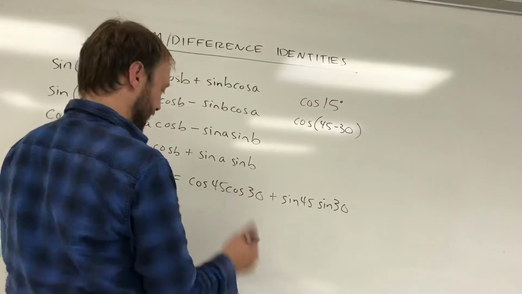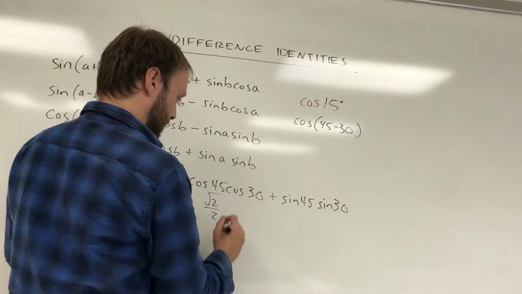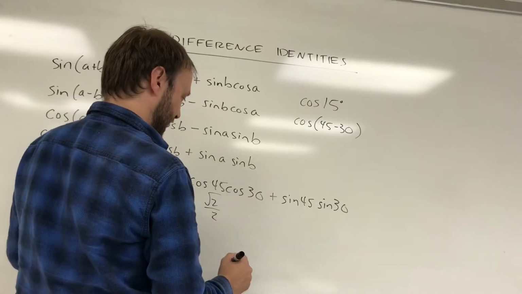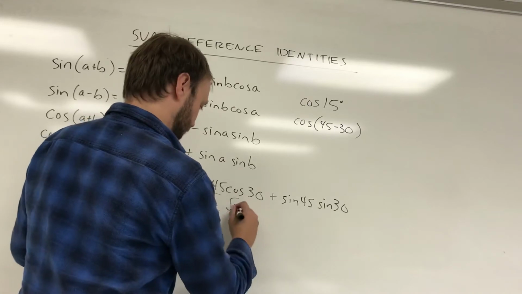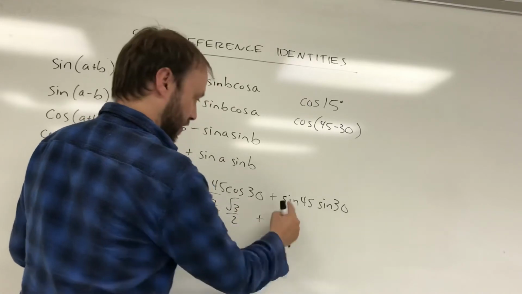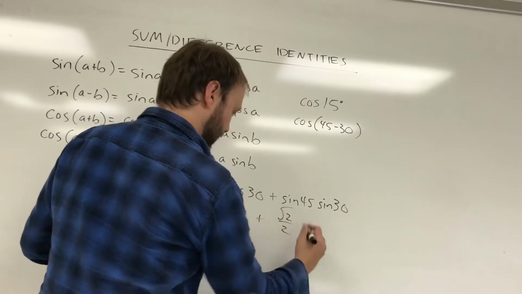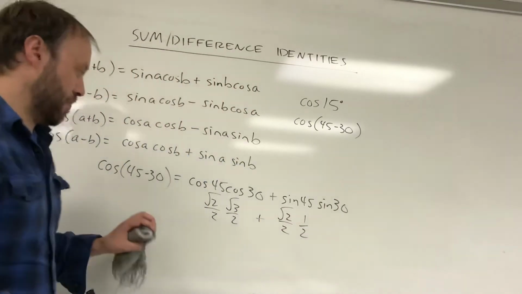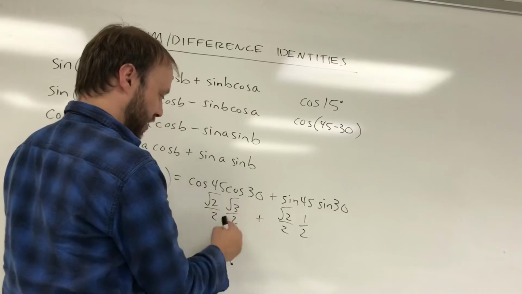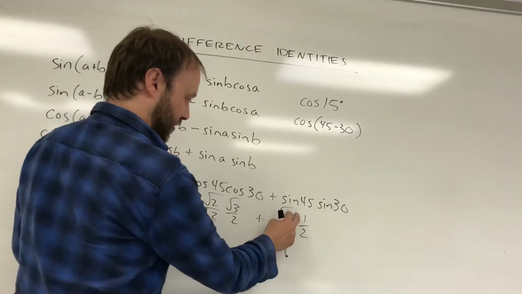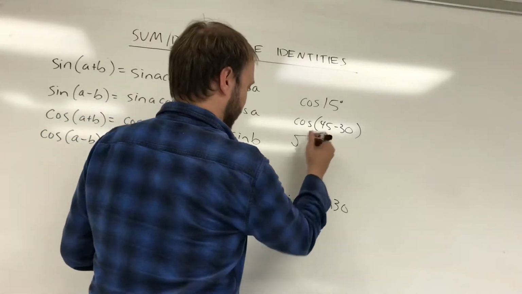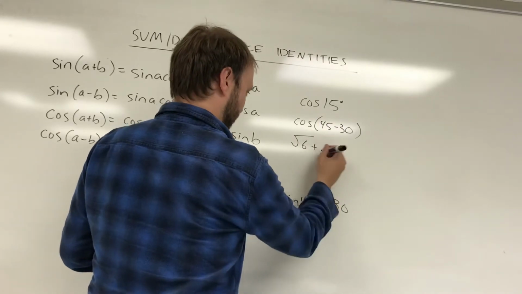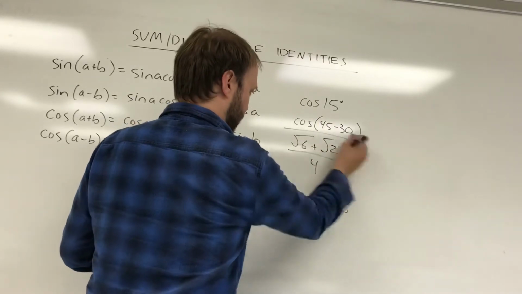Cosine of 45 is radical 2 over 2. Cosine of 30 is radical 3 over 2. Then we're going to take the sine of 45, which is radical 2 over 2. Sine of 30 is 1/2. If we put all that together, we get radical 6 over 4 here, and radical 2 over 4 here. So it's going to be radical 6 plus radical 2, all of that over 4.